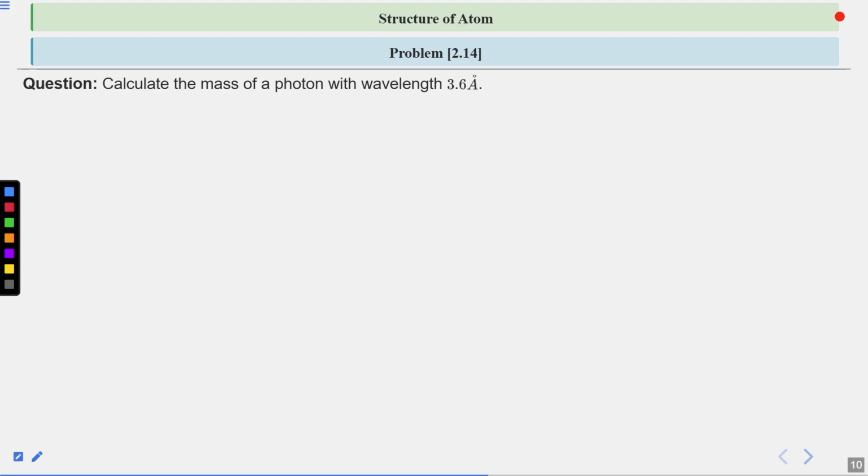Now there is a question for you. This question is very interesting and a good one. What is given in the question? You are given the wavelength of the photon. It is 3.6 angstrom. How will you calculate the mass? From the same formula, lambda equals h by mv. But what about the velocity? We don't have the velocity, plus we don't have any additional information given in the question.